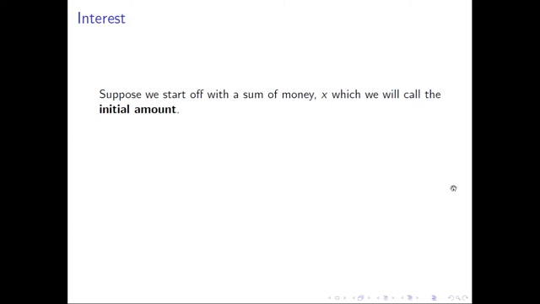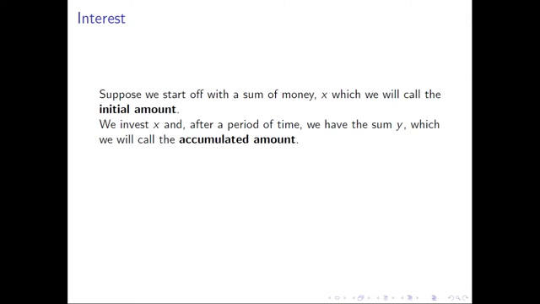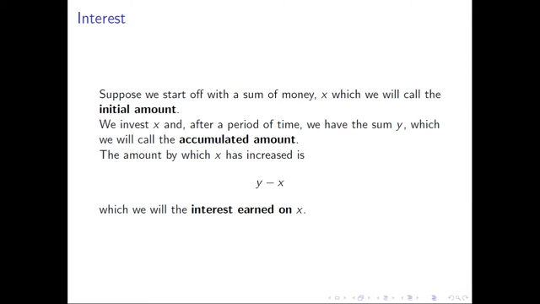Suppose we start off with a sum of money, X, which we'll call the initial amount. We invest X, and after a period of time, we have the sum Y, which we'll call the accumulated amount. The amount by which X has increased is Y minus X, which we will call the interest earned on X.